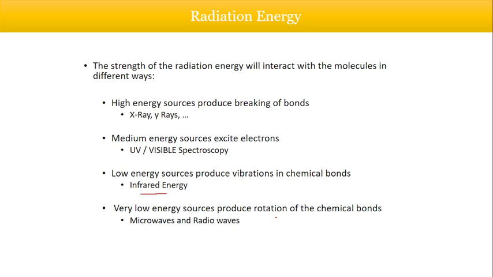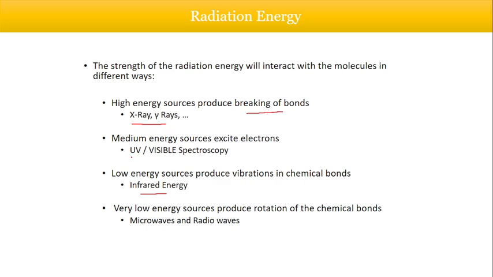So from this slide you can get questions on what X-rays and gamma rays are used for. Then you're given four options: exciting electrons, breaking bonds, vibrations in chemical bonds, rotation of the bonds. You have to tick the right answer. So X-rays and gamma rays are for producing breaking of the bonds.